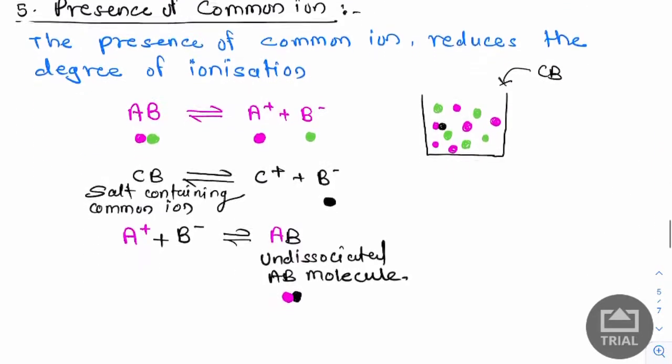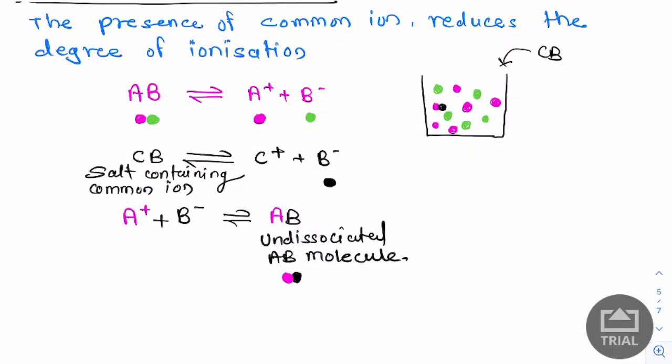Now, presence of common ion. What is the effect of common ion on the degree of ionization? So look at the salt. This is the salt AB, and it dissociates into cation A plus and anion B minus. I have shown the cation with the red pink dot and the anion with this green dot.